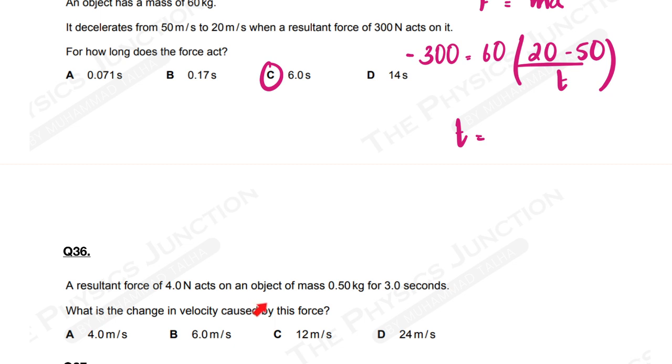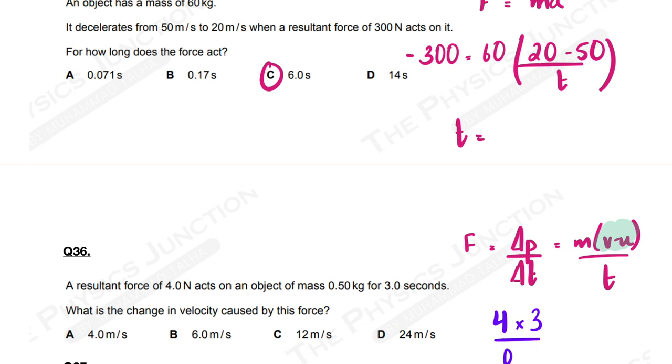Resultant force of 4 Newton acts on an object of mass 0.5 kg for 3 seconds. What is the change in velocity caused by this force? Again, I'm coming back to the usage of the momentum equations. So force is rate of change of momentum, m(v minus u) over t. If they're asking me for the change in velocity, that's basically this thing. So it would be Ft over m. So Ft, force times time, over 0.5. So this would be 24 meters per second. On to the next question.